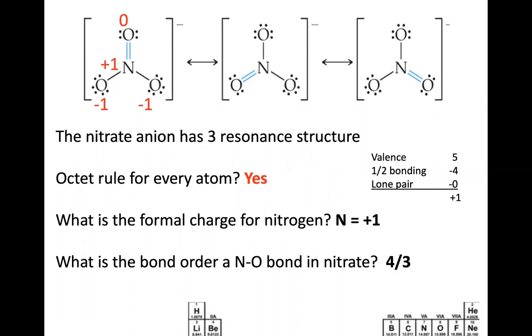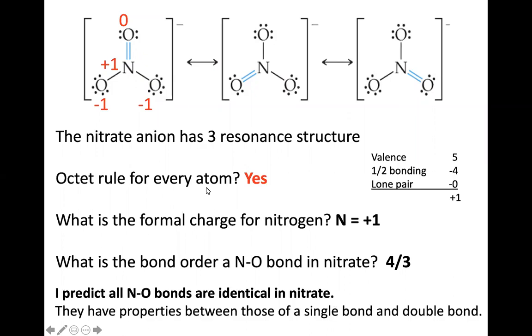So in order to come up with the bond order when I have resonance, and it's something that we can practice again, I'm going to get the total number of bonds and then divide it by the different directions that they're being directed. We'll practice that again later this evening. So in this case, I would predict all of the bond distances for nitrogen, oxygen, all those bonds are going to be identical. They're going to have properties somewhere between a single and a double bond. 4/3 is more than 1, it's less than 2, it's somewhere in between. That's what I predict is going to happen.